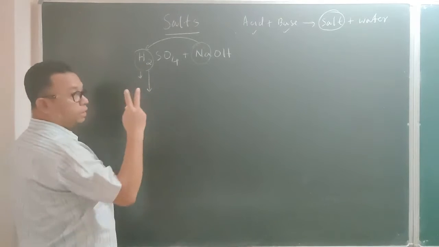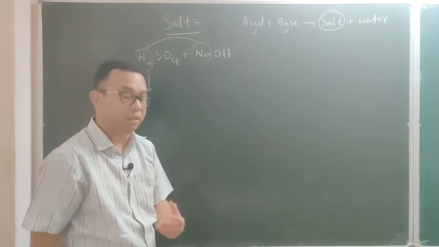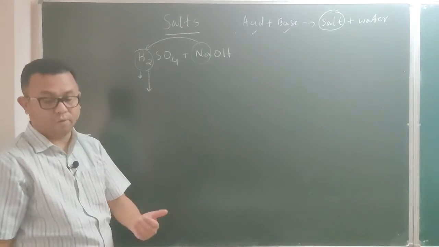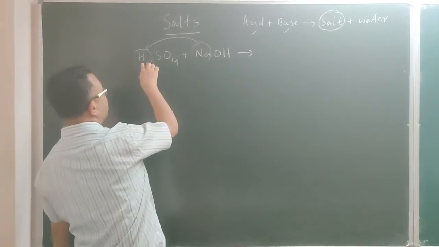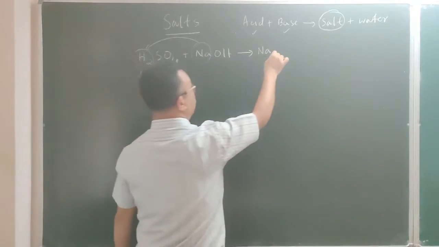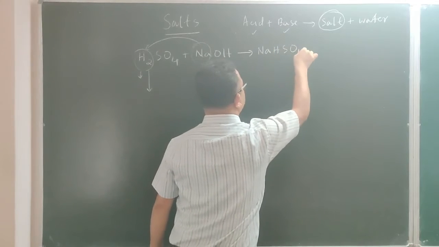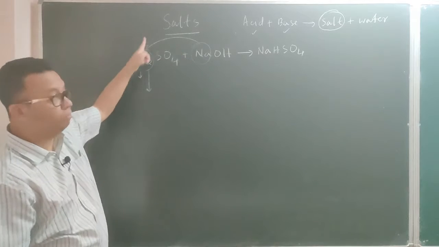How many hydrogens do you see? 2. Now out of 2 hydrogens, let me replace only 1. That is why I use the word partially. So partially means only half of the hydrogen is what I am going to replace. Here sodium is going to replace that hydrogen, so it will form Na, but since I replaced it partially, out of 2 hydrogens, only 1 hydrogen is left. Here it is, sodium bisulfate. So that means 1 hydrogen has been replaced with sodium.